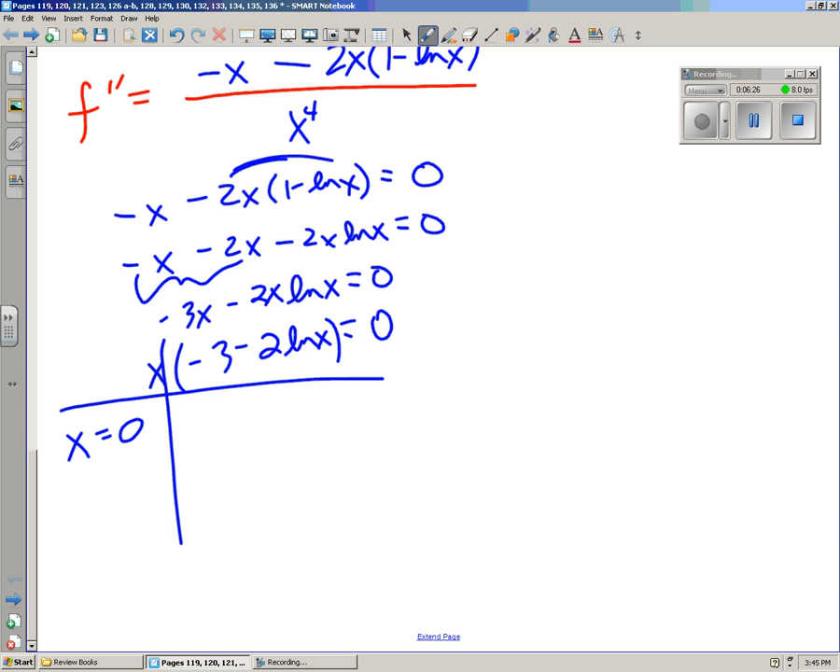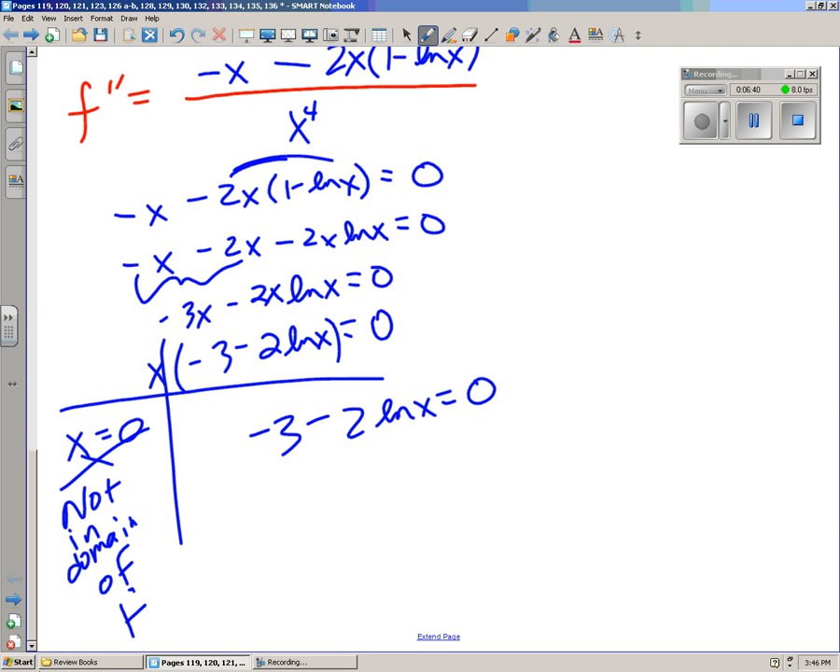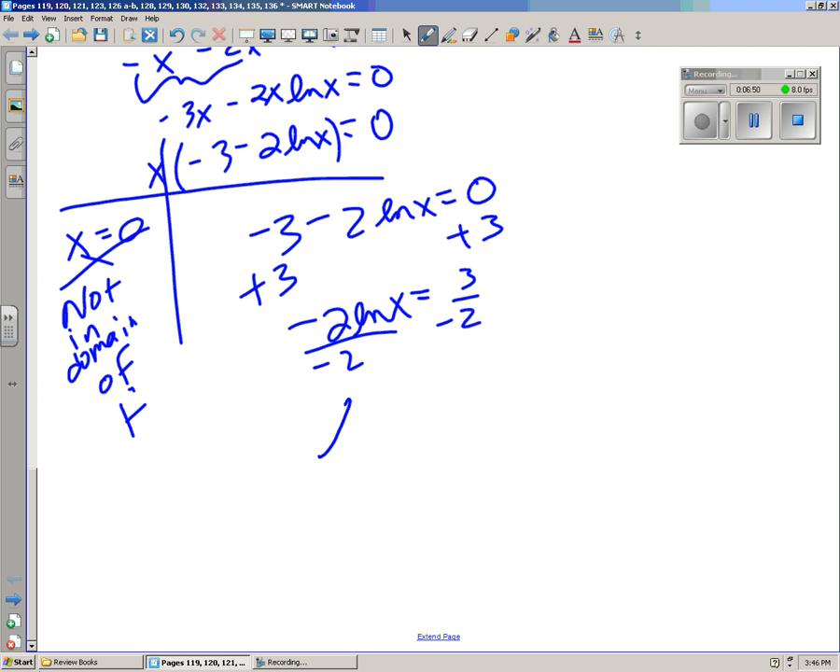So x equals 0 is not a solution. It's not in the domain of the function, so that's not an inflection point. And now we have this other factor, so we're going to solve this. Bump over the 3. We get negative 2 ln of x is 3. Divide by negative 2. So ln of x is negative 3 over 2.